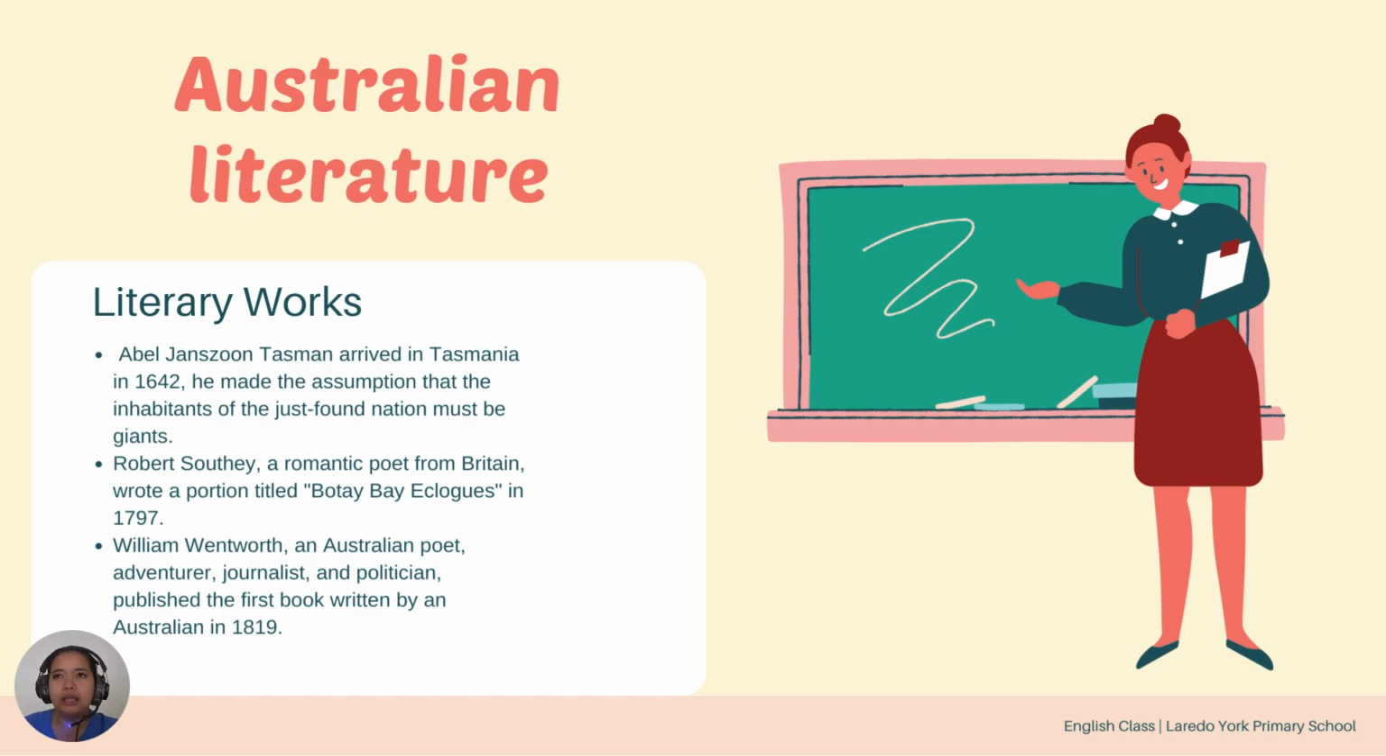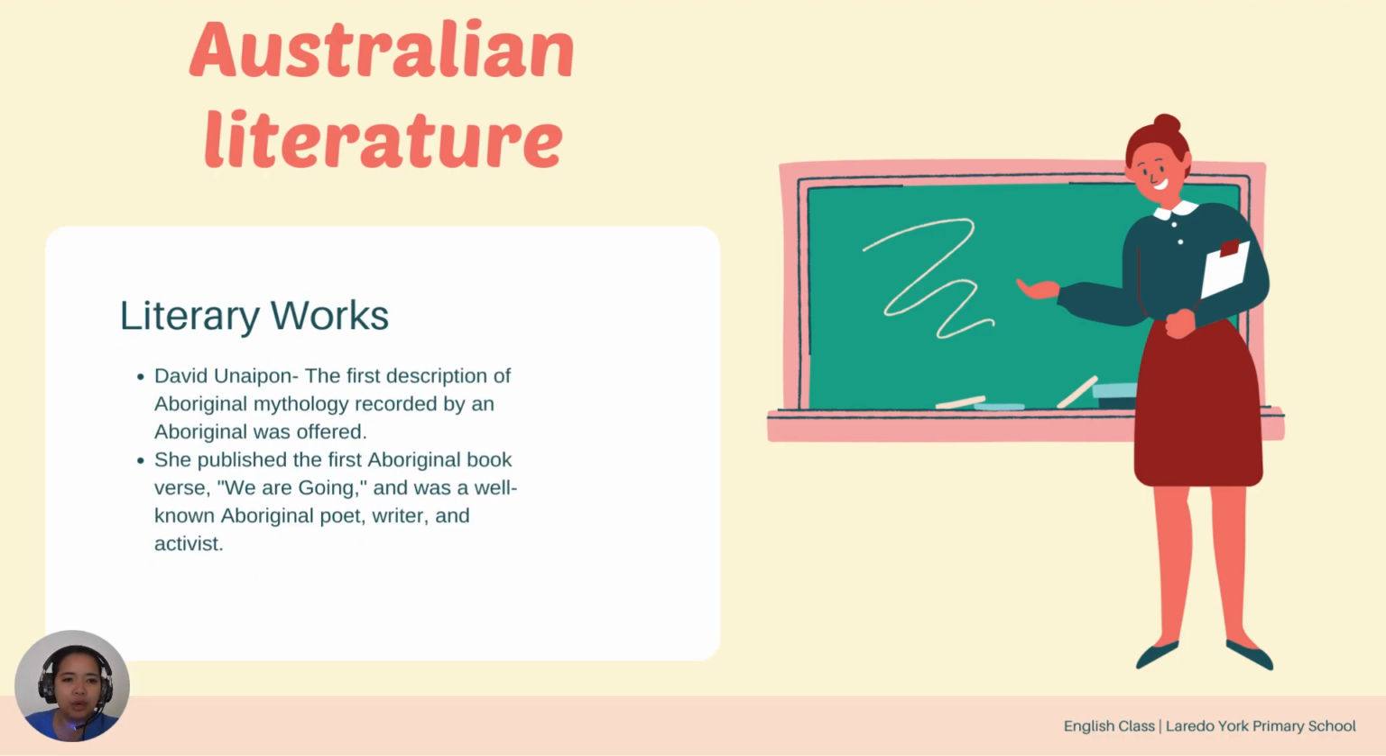You need to understand who the Australian poets and literary writers are, so that you will understand how they work in putting literary themes into their works and what the core of their topics is. We also have David Unaipon, who discussed and presented the description of Aboriginal mythology, which was recorded. He also published an Aboriginal book, and is well known as an Aboriginal poet, writer, and activist.